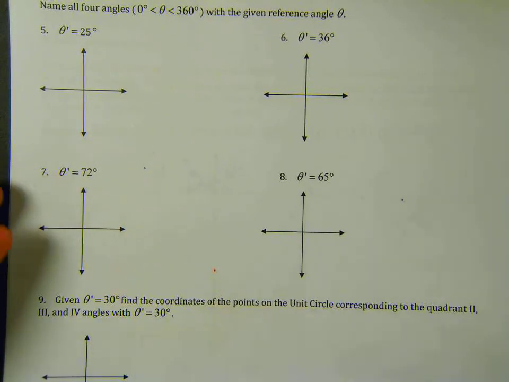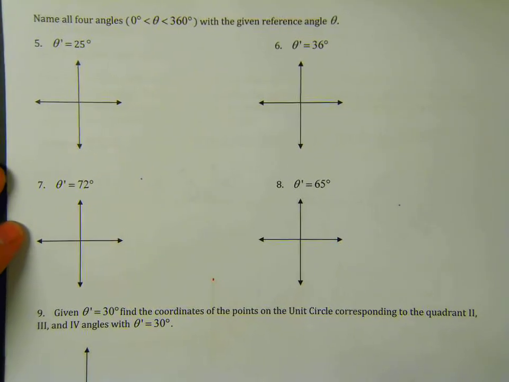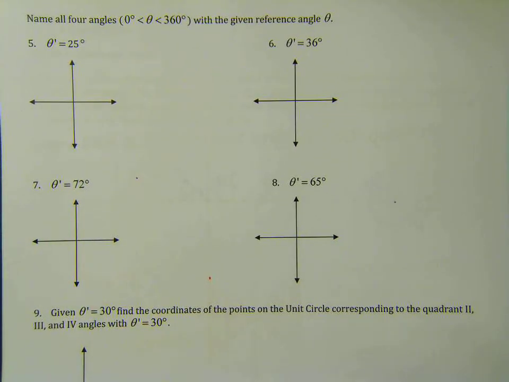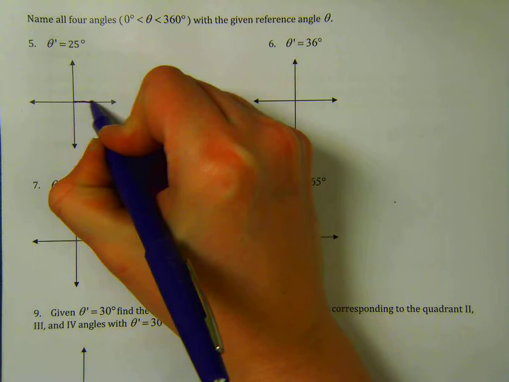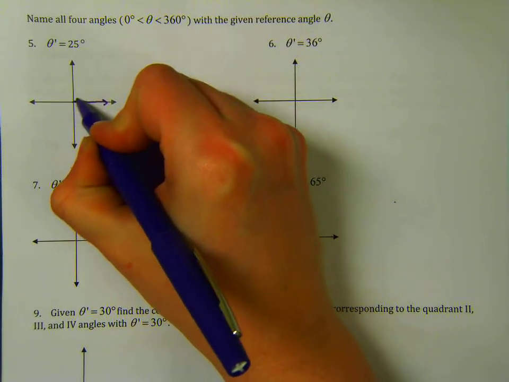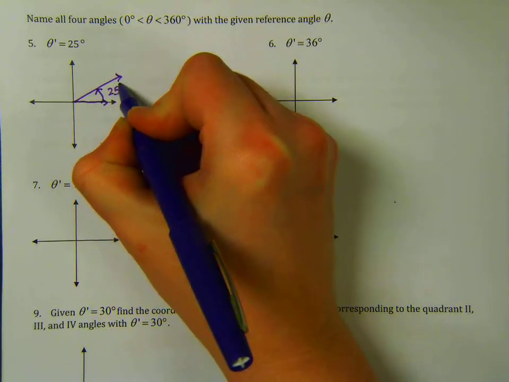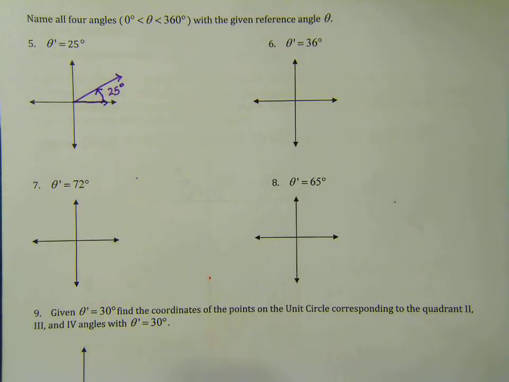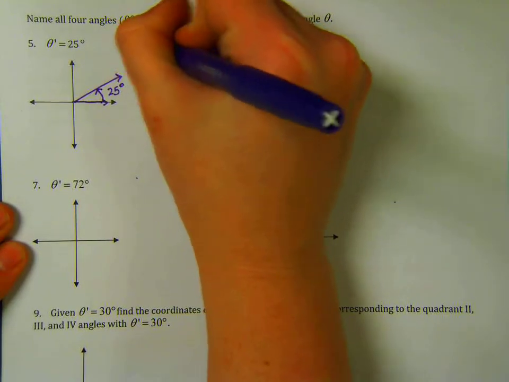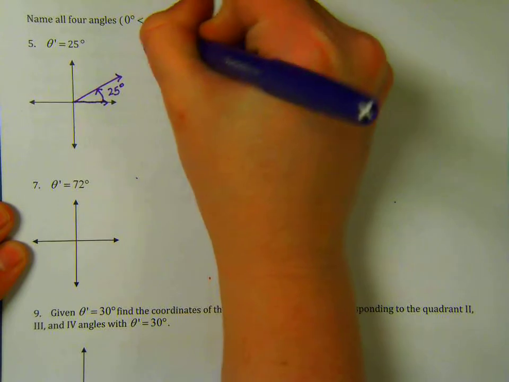So number 5, we have name all 4 angles from 0 to 360 degrees with the given reference angle. So in number 5, we are told that we have a reference angle of 25 degrees. So I'm going to start off by creating my first one, and that is 25 degrees. And remember, a reference angle in the first quadrant is just itself. It's 25 degrees. So I'm going to list quadrant 1 at 25 degrees.